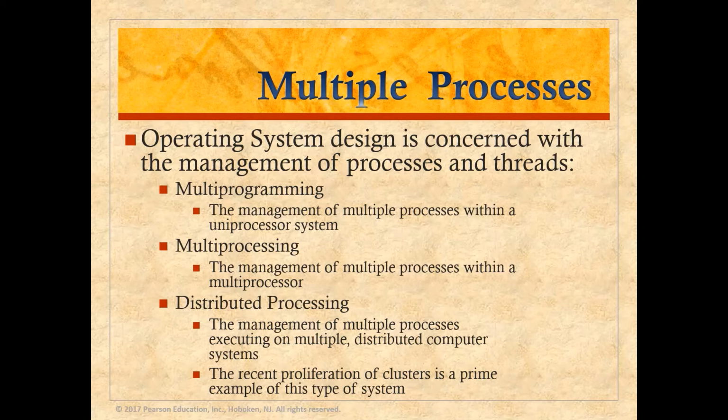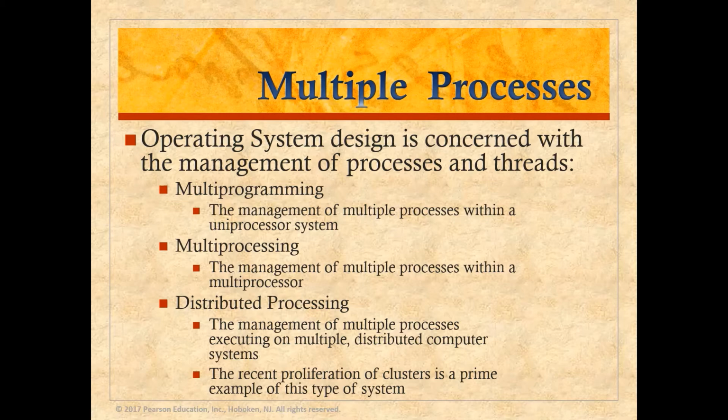Concurrency is involved where we have multiple processes. So we have multi-programming, multi-processing, and also distributed processing. In multi-programming, we have multiple processes that execute within a uniprocessor system, so the processor needs to interleave the processes to allow multiple processes to be executed based on their turn.